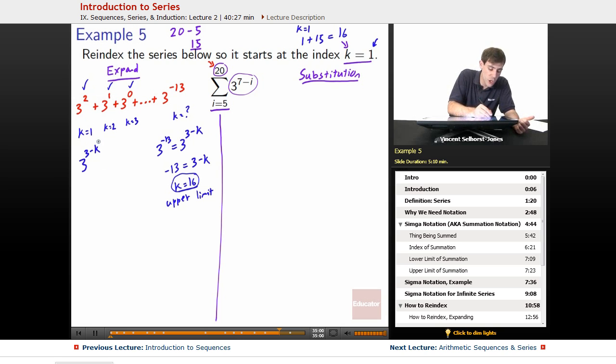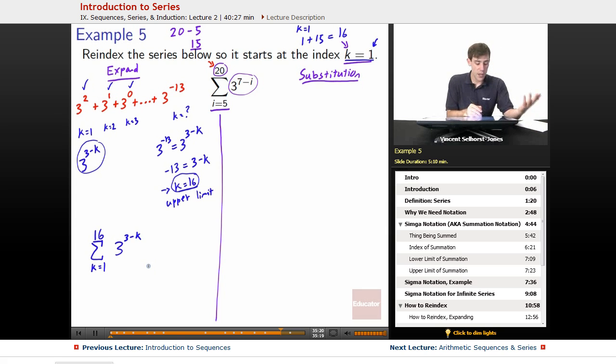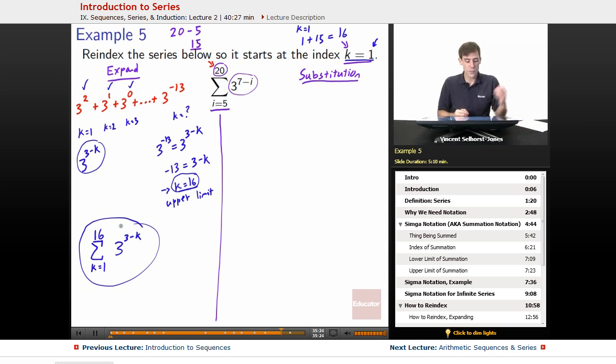So now we know what our general term is. It's 3 to the 3 minus k. We know what our upper limit is, and we know what our index and starting term, the lower limit, is. So we can write the whole thing out. We've got 16 as our upper limit, k equals lower limit of 1, 3 to the 3 minus k. Great, so that is our answer, and that's doing it through expanding as our method.